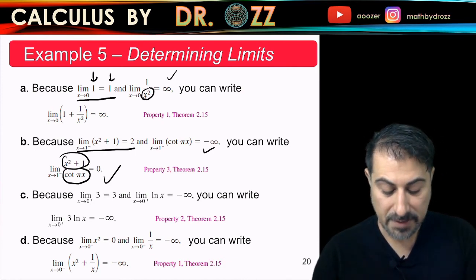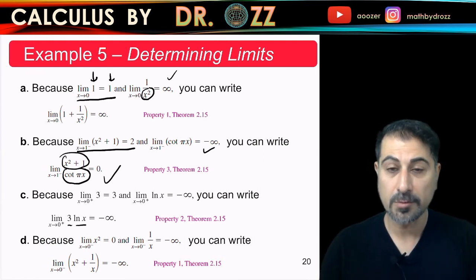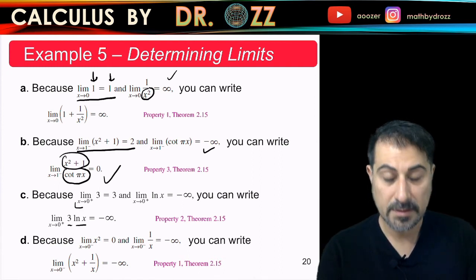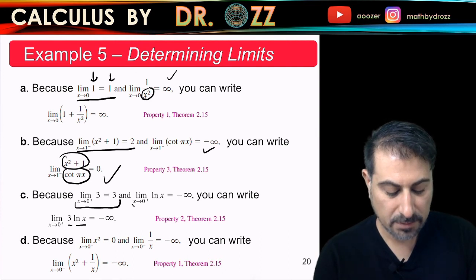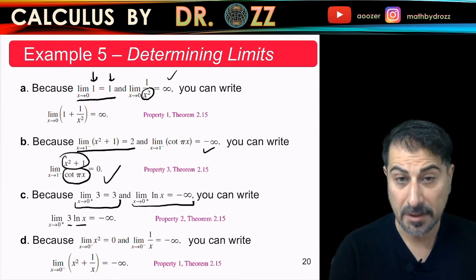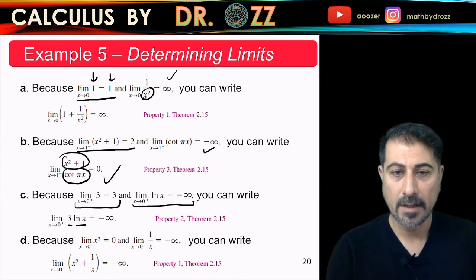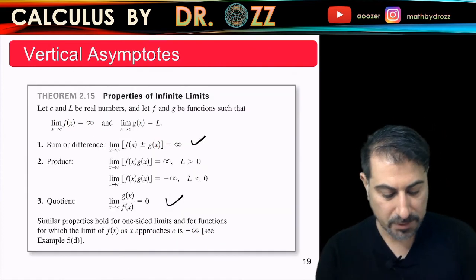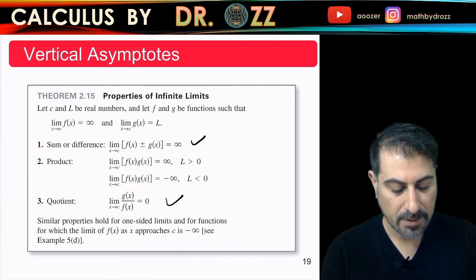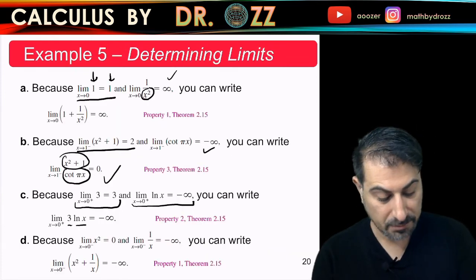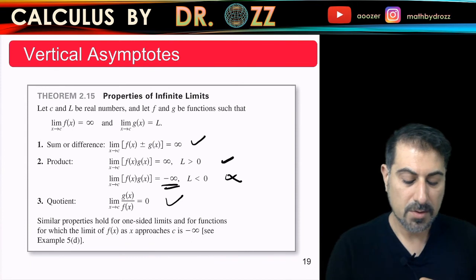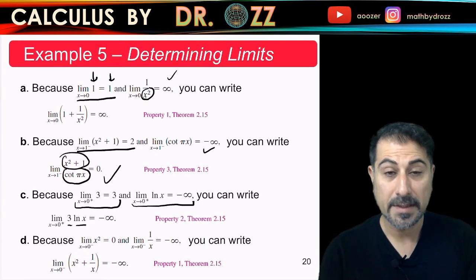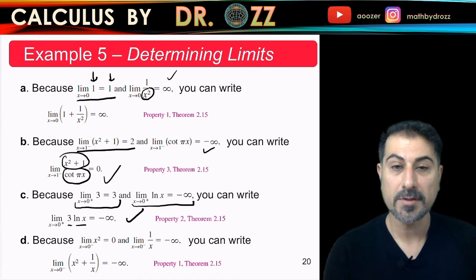And in part C, we have 3 ln x, and we can split this again as the product of 2 limits. The limit of the constant as x approaches 0 is just that constant, 3. And on the right of 0, ln x approaches negative infinity. You can also graph this function ln x and see for yourself. Now we're going to apply one of the properties, and apparently we're in the case of negative infinity, so we're applying property 2. The product is going to have the limit negative infinity.